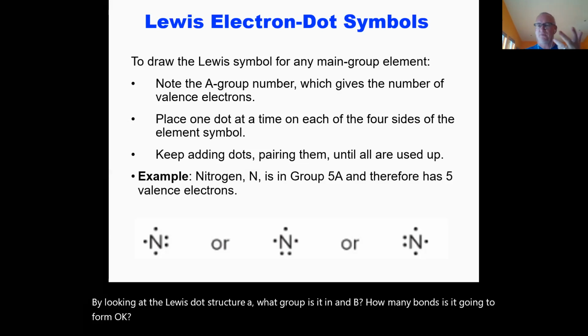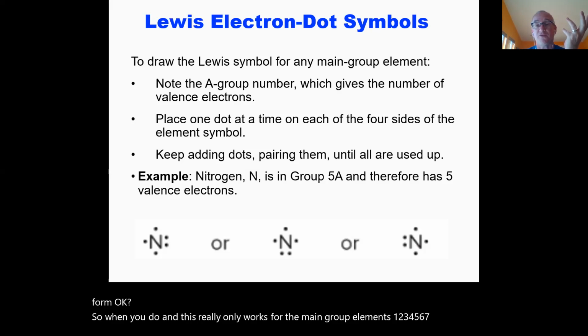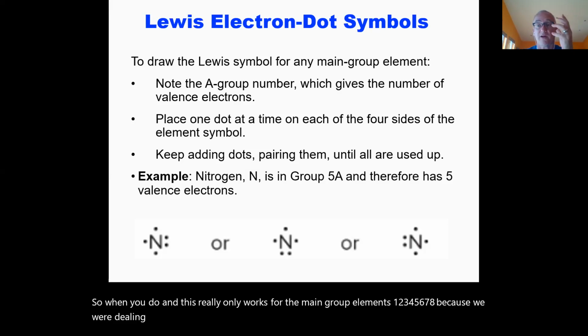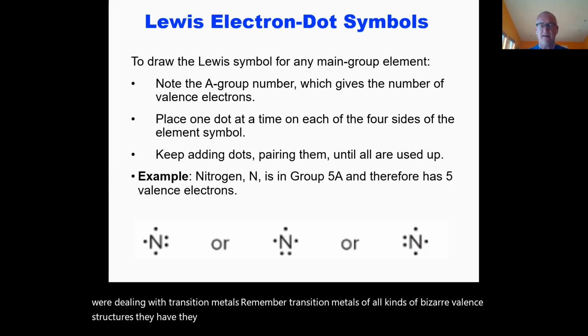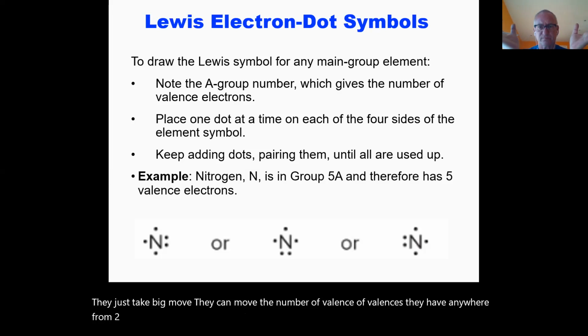This really only works for the main group elements, 1, 2, 3, 4, 5, 6, 7, 8, because when we're dealing with transition metals, remember transition metals have all kinds of bizarre valence structures. They use S and P and D orbitals, and so they can move the number of valences they have anywhere from 2 to 7.